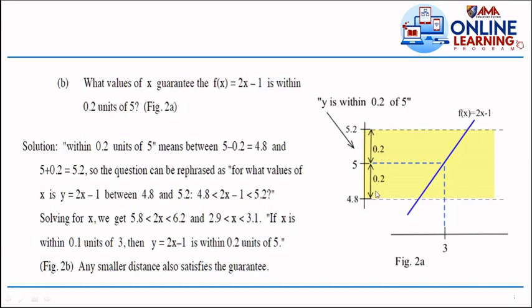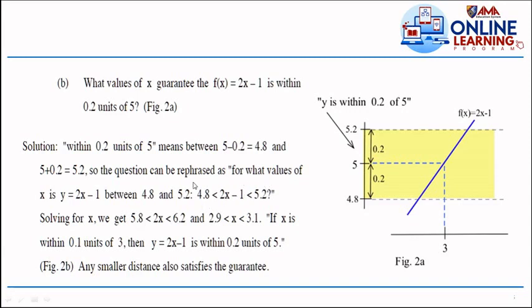Tulad po ng dati, as x approaches 3, our limit is 5. Ngayon, if our limit is 4.8, ano yung magiging x po natin? If our limit is 5.2, ano yung magiging x po natin? Yun po yung tanong ngayon. So, the same procedure. Solving for x, we get the value of 5.8. 2x should be greater than 5.8 but less than 6.2. Okay? So, alam nyo kung paano ko nakuha yung 5.8 dito. Galing po siya dito.